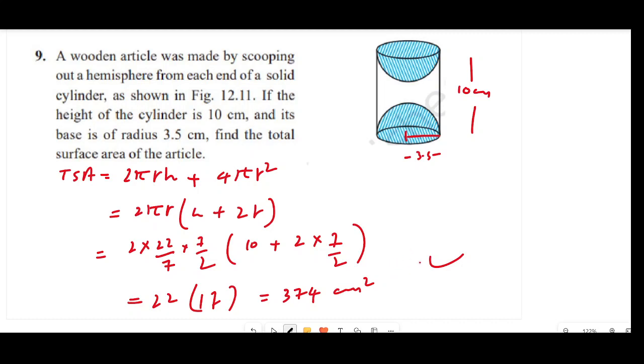Now we have solved all the questions of this exercise. Now we will move on to the next exercise the next day. Thank you guys.